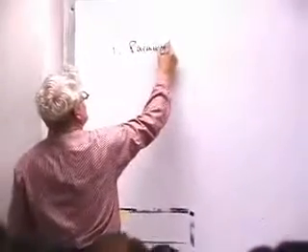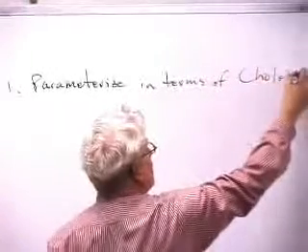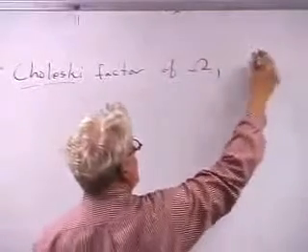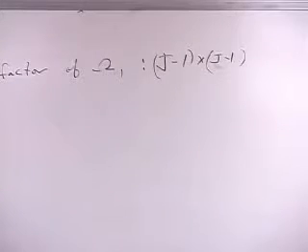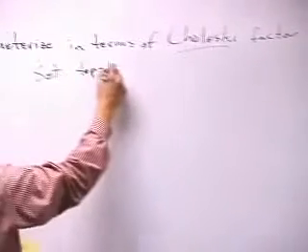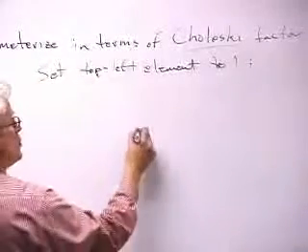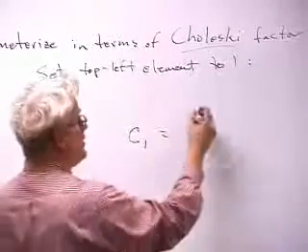So the first thing you do is you parameterize the model in terms of the Cholesky factor that's J minus 1 by J minus 1. Parameterize in terms of Cholesky factor, J minus 1 and J minus 1. Okay? And in this, set the top left element to 1. So what you end up with is the Cholesky factor associated with this; this is what you start with. This is what your parameters actually are. It's going to look like this.